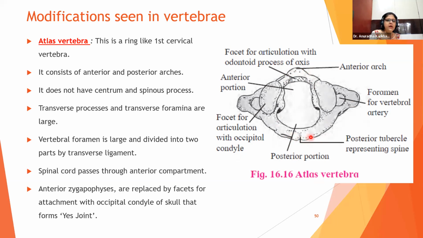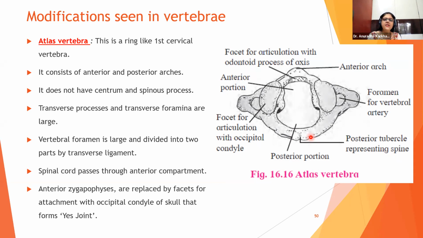Okay. It does not have centrum and spinous process. So this first vertebra of ours is a little different, in which there is no centrum. Okay, so the vertebra does not have a centrum. Now, what is the reason for it to not have a centrum? Also, we will come to know. So the body of the vertebrae is not there, there is no centrum. Okay, it does not have a centrum and it does not have any spinous process.